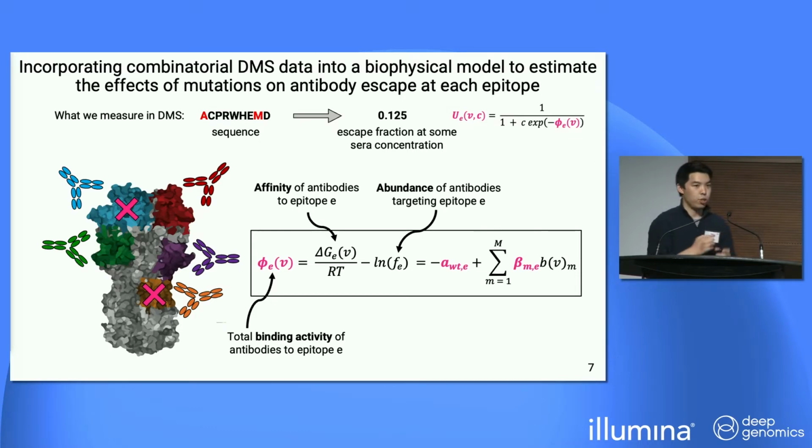I think a nice intuitive way to understand how this works is, let's say you want to increase the binding activity of antibodies to the epitope. You would want to make this phi term more negative, right? So there are 2 ways you can make it more negative.